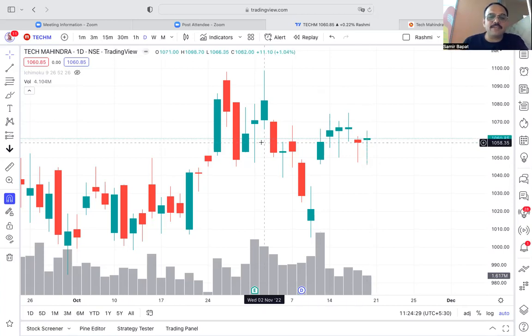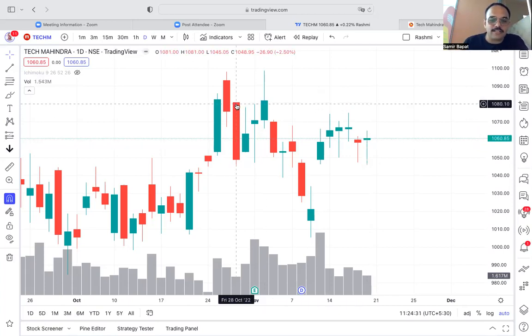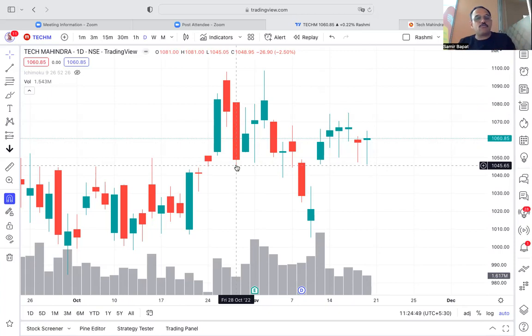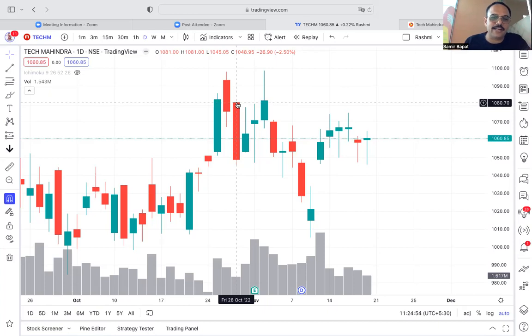In comparison with this, see here also on this red candle, 28th October, you are able to see. Here the bears started selling, and the price went till here, correct? Did the bulls take the price back to close? Did the bulls fight back, or did they give up? No, we cannot fight today, let it go. So the fighting back spirit of the bulls was not there, correct?